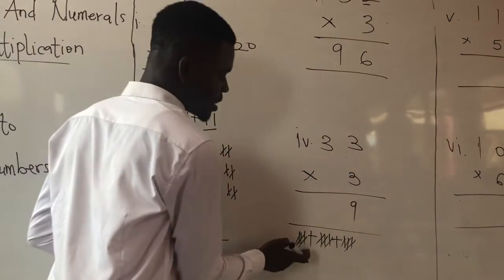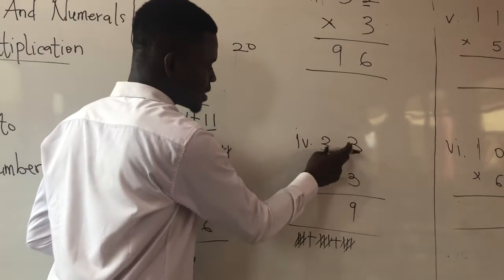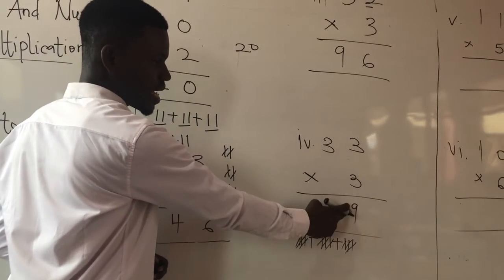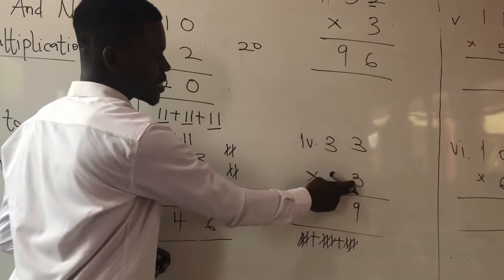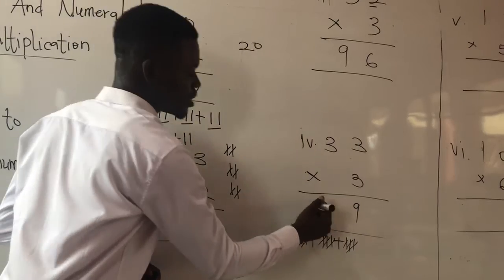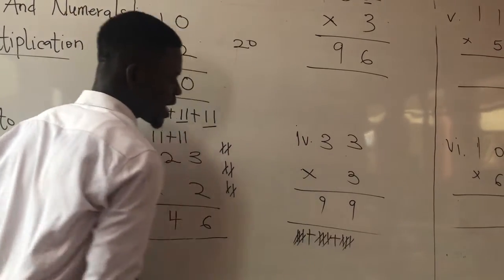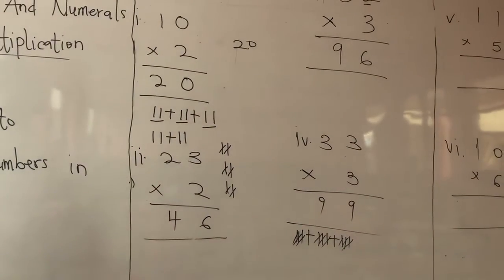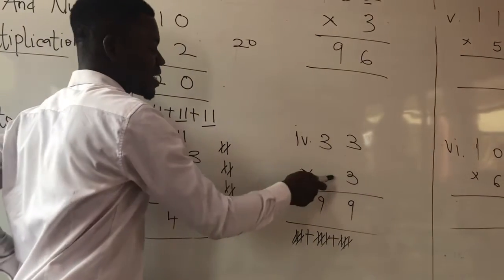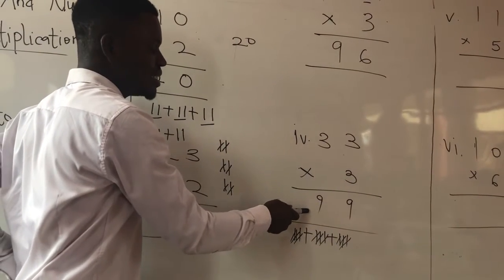If you multiply 3 by itself, 3 times 3, we are getting what? 9. The same thing applies here. 3 times 3, so what do we get? We get 9. So 33 times 3 is equal to what?